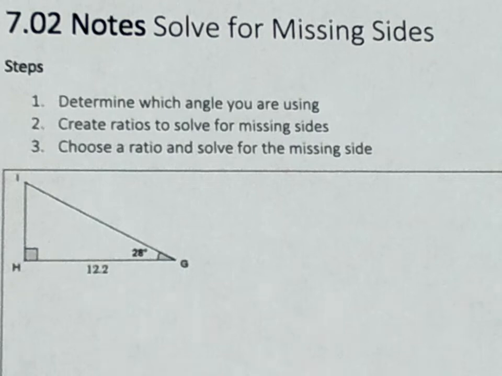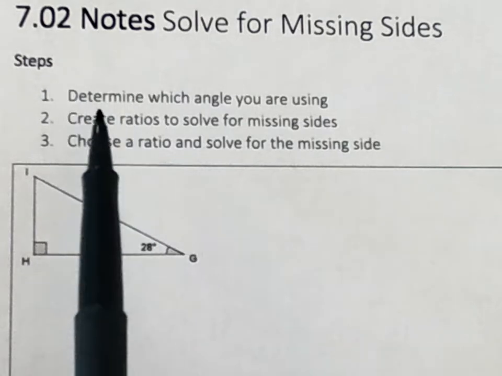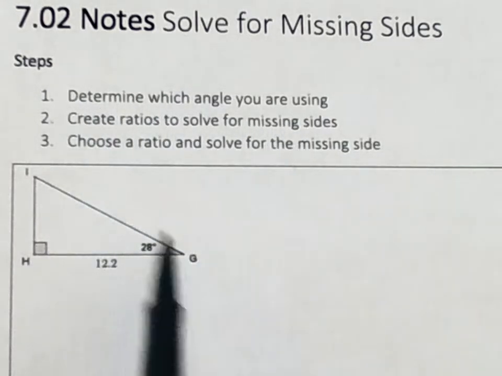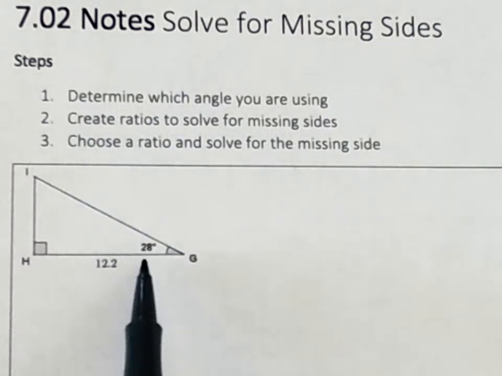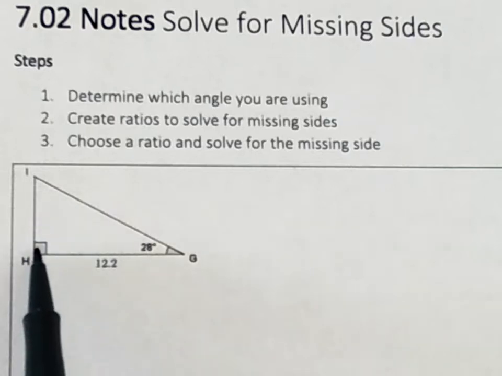In today's notes, we're going to be solving for a missing side, and we're going to be doing it from both of the angles in a right triangle. So our steps are to determine which angle you are using. In this first example, we're going to use angle 28 because that is the angle that is given. Then we're going to do it from angle I, which is going to be whatever the difference of 90, 28, and 180 is.